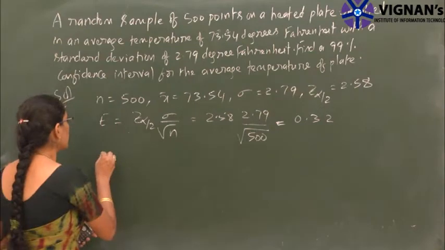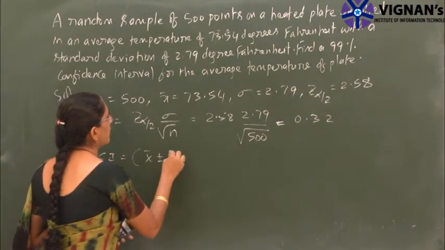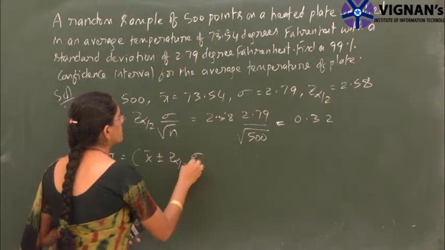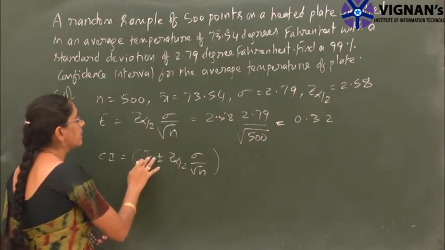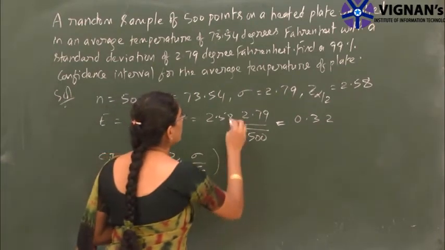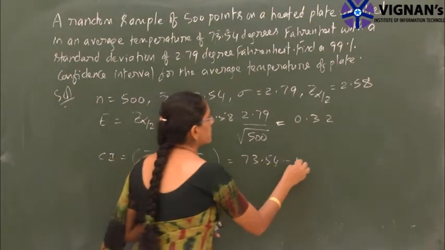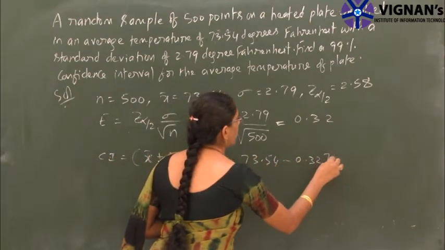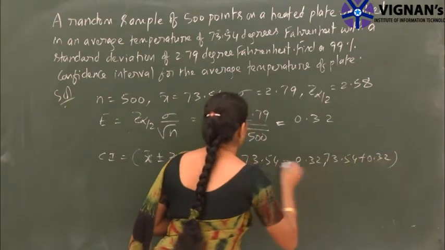Then the confidence interval is x bar plus or minus z alpha by 2 into sigma by root n here. So here we have used small x bar, so let us use small x bar only. So what is x bar? 73.54 minus 0.32 comma 73.54 plus 0.32 here.